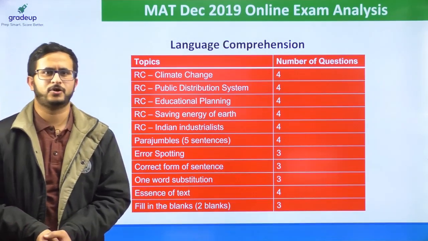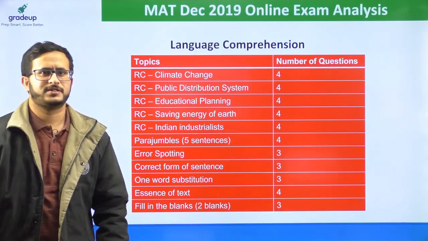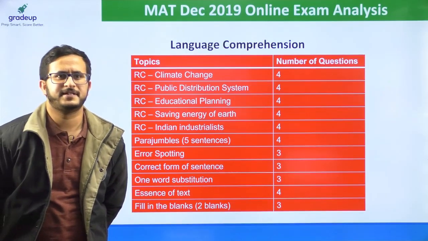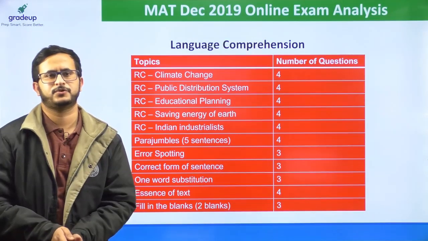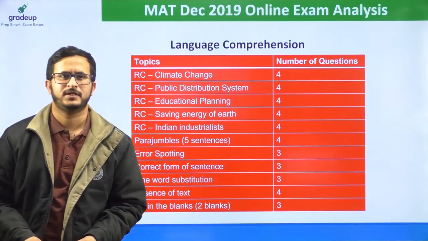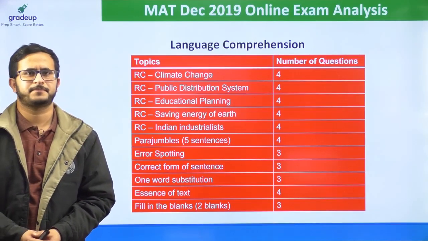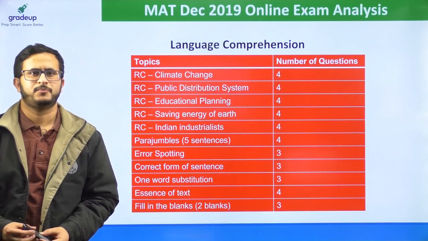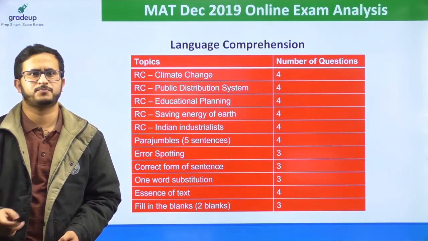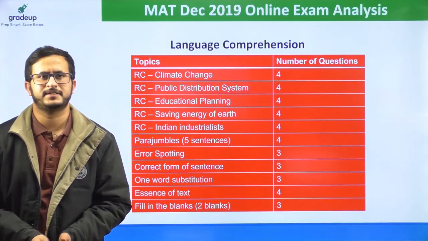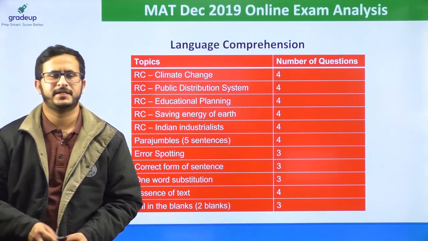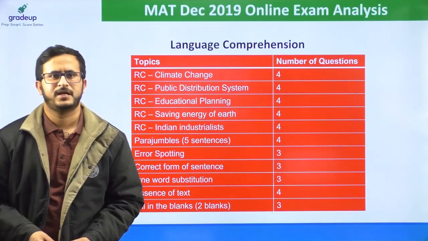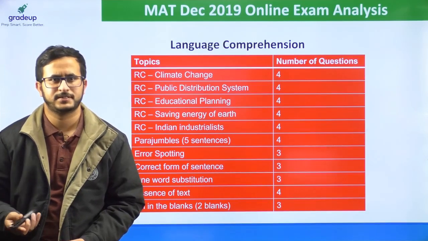Apart from reading comprehension, there were questions on parajumbles. The parajumbles had 5 sentences given, so one had to arrange those 5 sentences and give the correct order. There were error spotting questions. A sentence was broken into 4 parts and one had to spot in which part the sentence has an error. There were questions on correct form of sentence. A sentence was written in 4 different ways and one had to choose the correct use of the sentence.